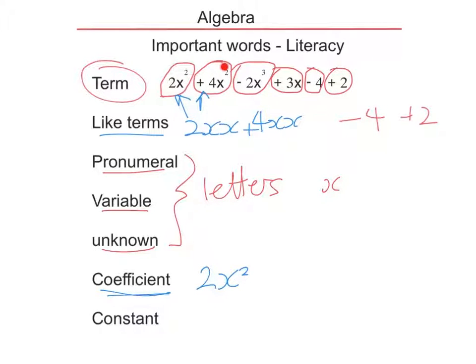In plus 4x squared, 4 is the coefficient. In minus 2x cubed, minus 2 is the coefficient. In the number 2, there is no coefficient because there's no letters in that term. A constant is a term without any letters. So minus 4 and plus 2 are both constants, and they're called constants because they don't change, because they don't have any letters to change.